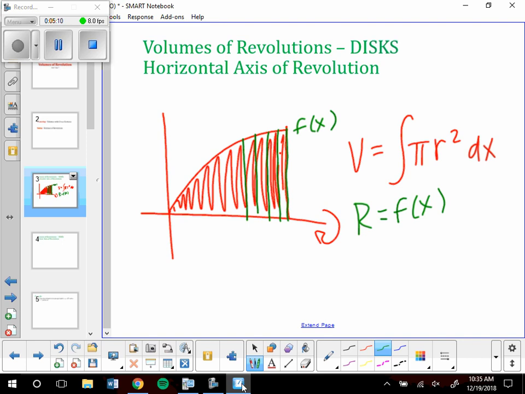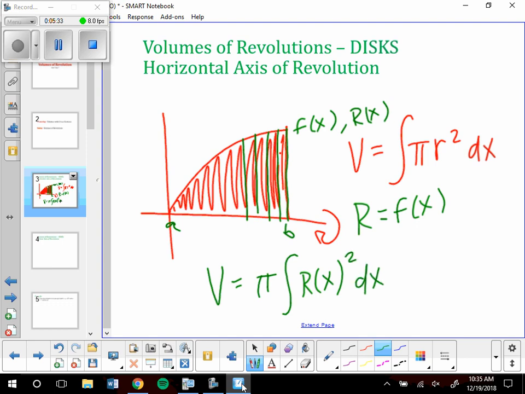And so if we call this from A to B, our volume is just going to be pi times the radius squared. Usually I pull the pi out. I take my radius, which is my function. I'll call it r of x instead of f of x. Squared dx. And I'm letting my x values go from where to where? A to B. So there's your volume formula. You just have to find the radius of your disk and then pi r squared, integrate it to give it that added dimension.